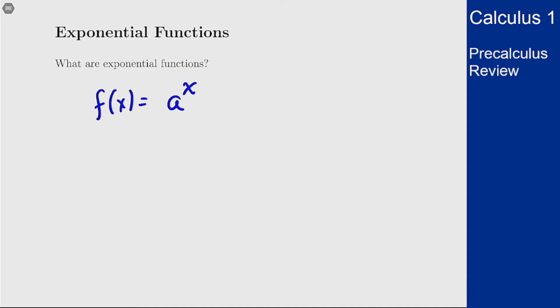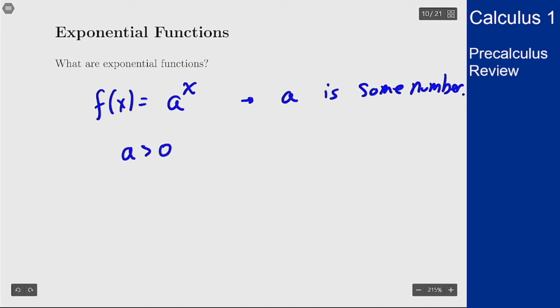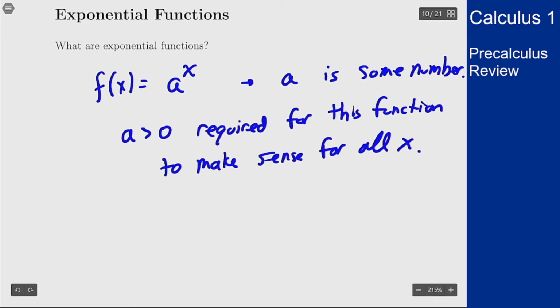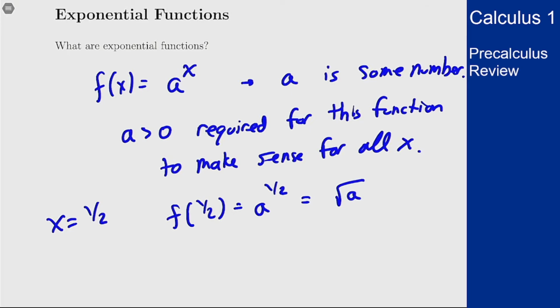Now, if we want these functions to be well defined for all values of x, a must have certain properties, right? In particular, I will need to have that a is greater than 0 for this function to make sense for all values of x. And why is that? Well, for instance, if I want this to work for all x, I want it to work for x equals 1/2. In that case, at 1/2, this function, f of 1/2, will evaluate to a to the 1/2, or the square root of a. Therefore, if a is negative, this is not defined.